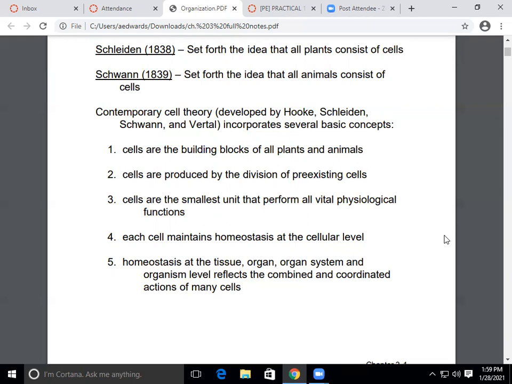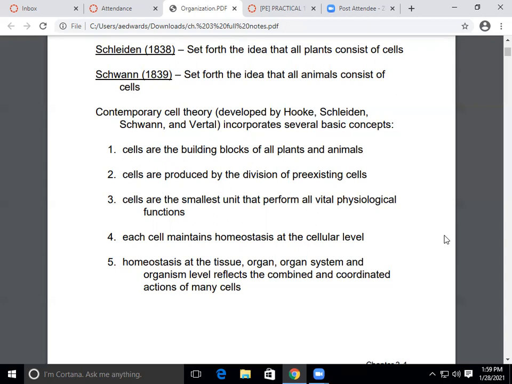Homeostasis, or balance, equilibrium, at the tissue, organ system, and organism levels. It's going to reflect combined and coordinated actions of many cells. So what's happening at the cellular level determines what's happening at the levels above it. Does that make sense? If you have a disease, you see it at the organ system level or the organism level, but there's something also going on at the cellular level. That's the point they're trying to make.